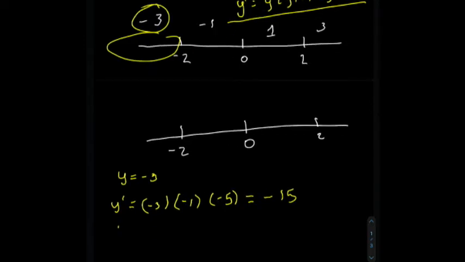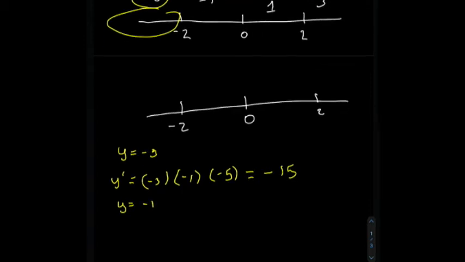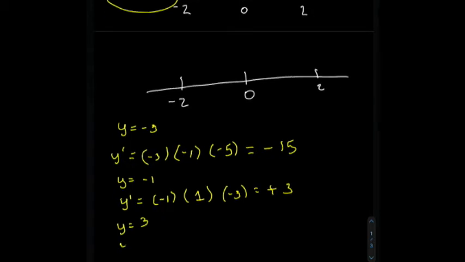Okay, we're going to do the same for our next choice, which was y equal -1. So we're going to find y prime equal -1, and then we have times 1, and then we have times -3. So we see that this is a +3 here, and my last choice, or my last equilibrium solution, no, actually my choice is y equal 3.